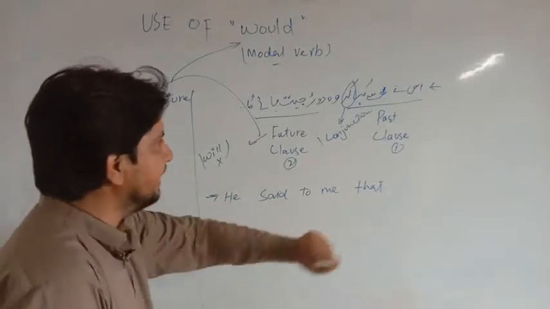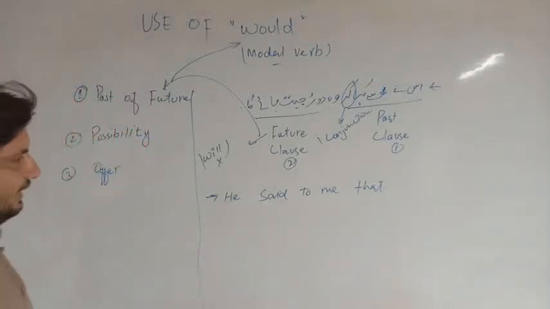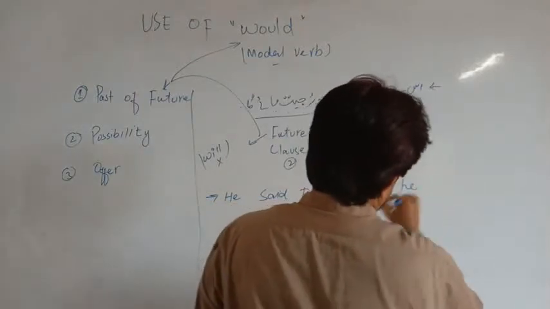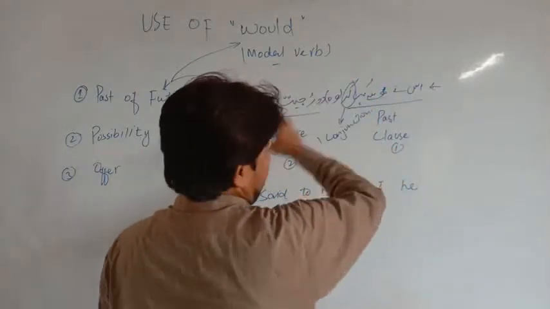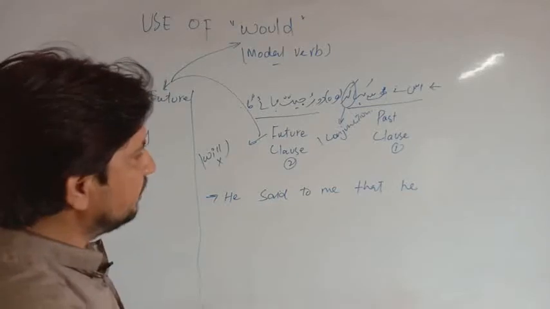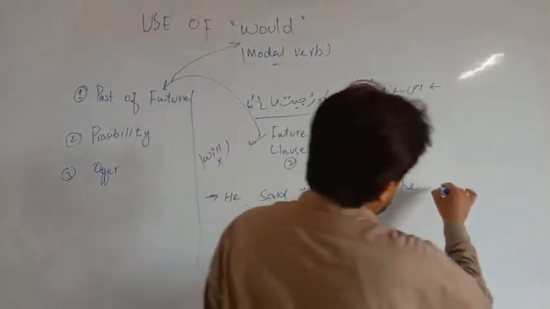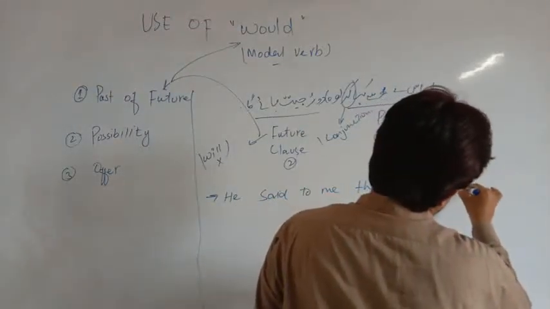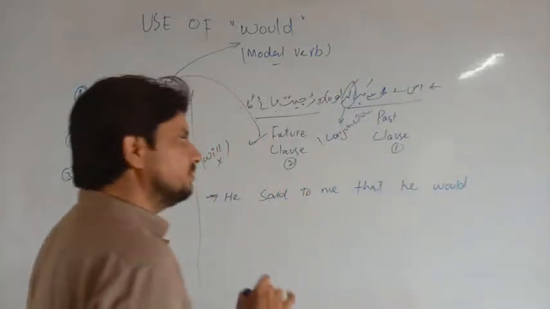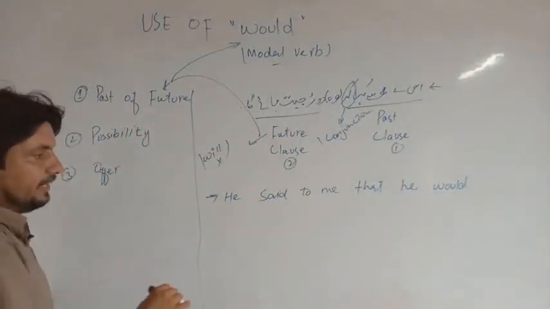He said to me that. वो दौड़ जीत जाएगा. He will. बाज़ का उर्दू में वो नहीं भी होता. ठीक है. He said to me that he. अब you cannot use will. You are bound to use would. अब आपको क्या इस्तेमाल करना पड़ेगा, would.